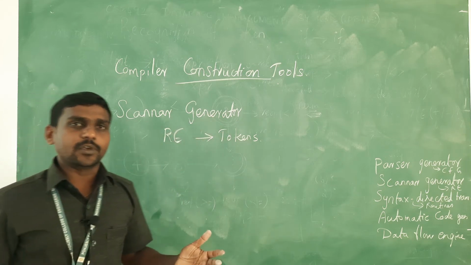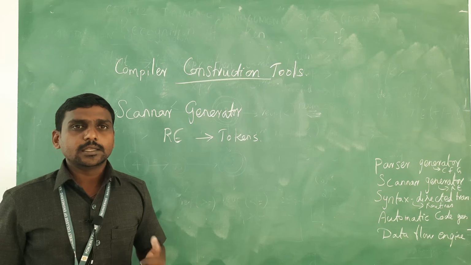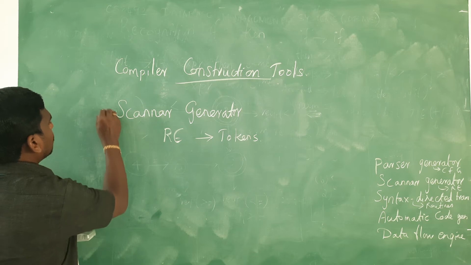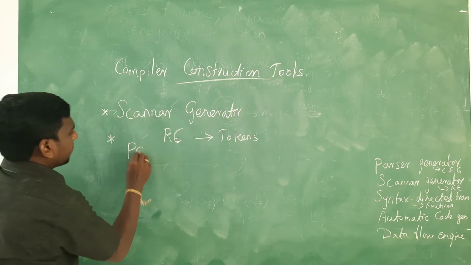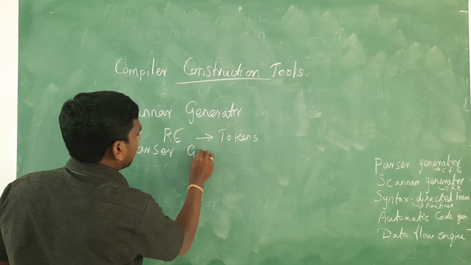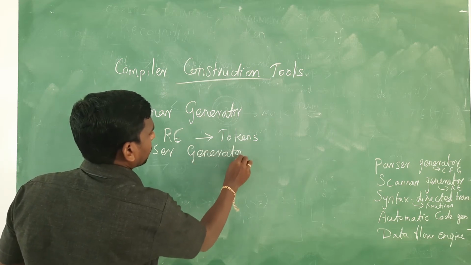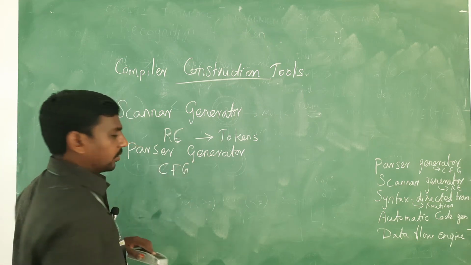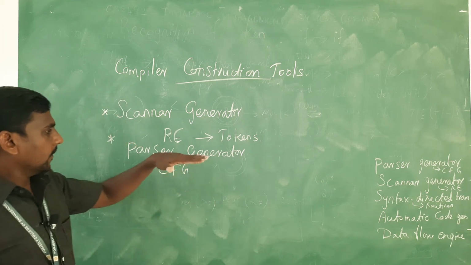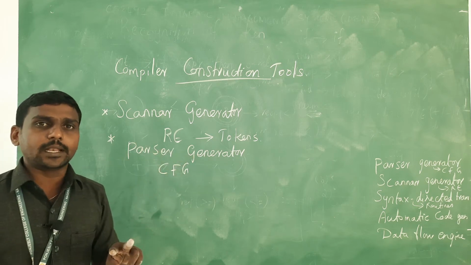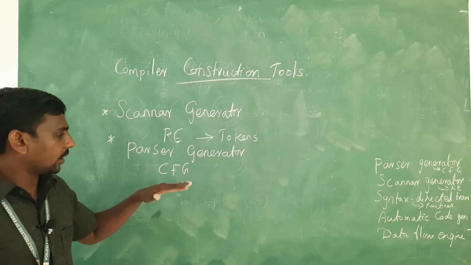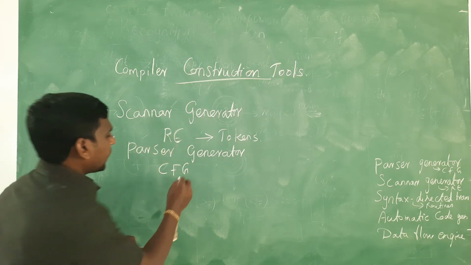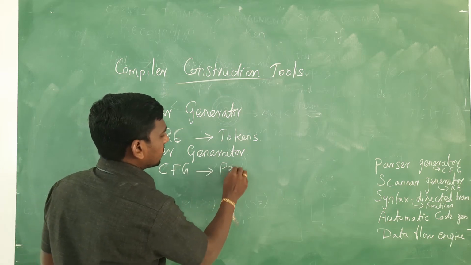And what is the second phase of compiler? That is parser generator or syntax generator. Okay, so the second tool is the parser tool. Here also we have an input, that is context free grammar as an input. What is the input of the second phase of compiler? That is tokens, that is context free grammar. And what is the output of the second phase of compiler? Parse tree. So context free grammar is an input and the output is parse tree.